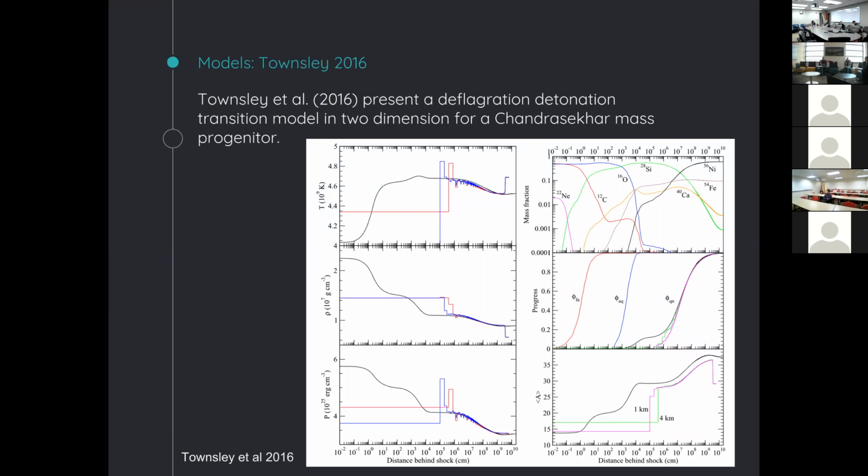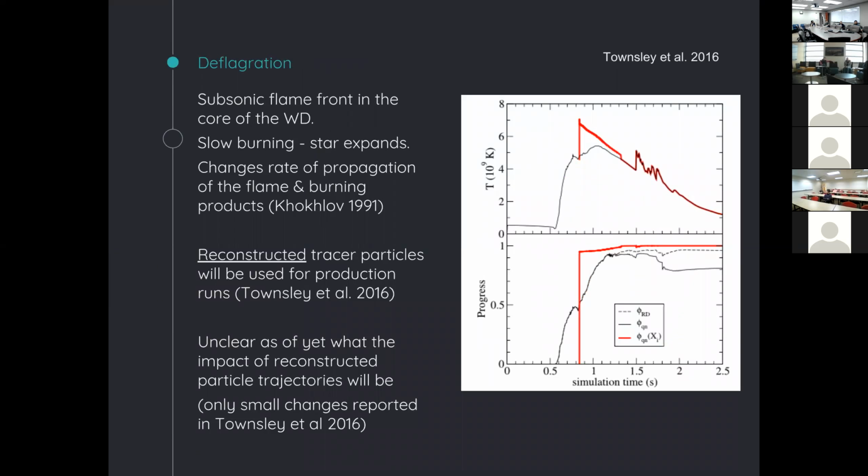Sorry, no. So these tracks here represent some benchmarking that has been done in this Paxton paper 2016 between a one-dimensional model and the burning benchmark that they have. It's just here to show you some of the thermodynamic conditions that a typical tracer particle would experience. We can move on from this. Deflagration tracks in the model experience a slow burning front. It is a subsonic flame, causing the star to expand.